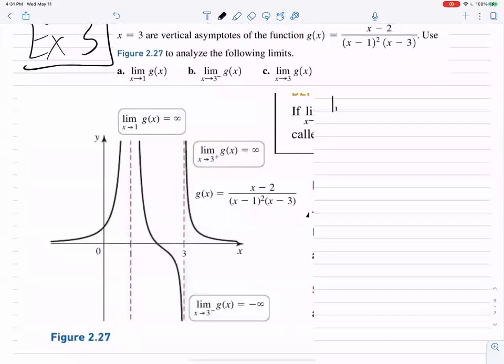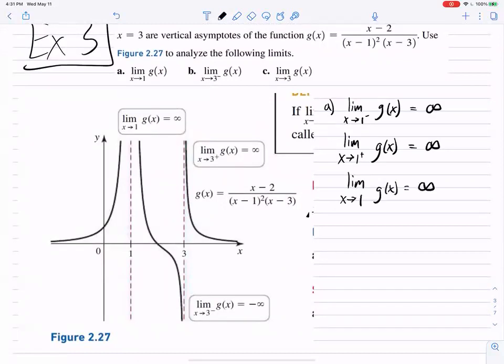So let's find the limit as x approaches 1 of g of x first. Because we see that the left-sided limit and the right-sided limit are the same, we would say that they both go to infinity. The limit as x approaches 1 from the left is infinity, and the limit as x approaches 1 from the right is also infinity. And so the limit as x approaches 1 of g of x is positive infinity.